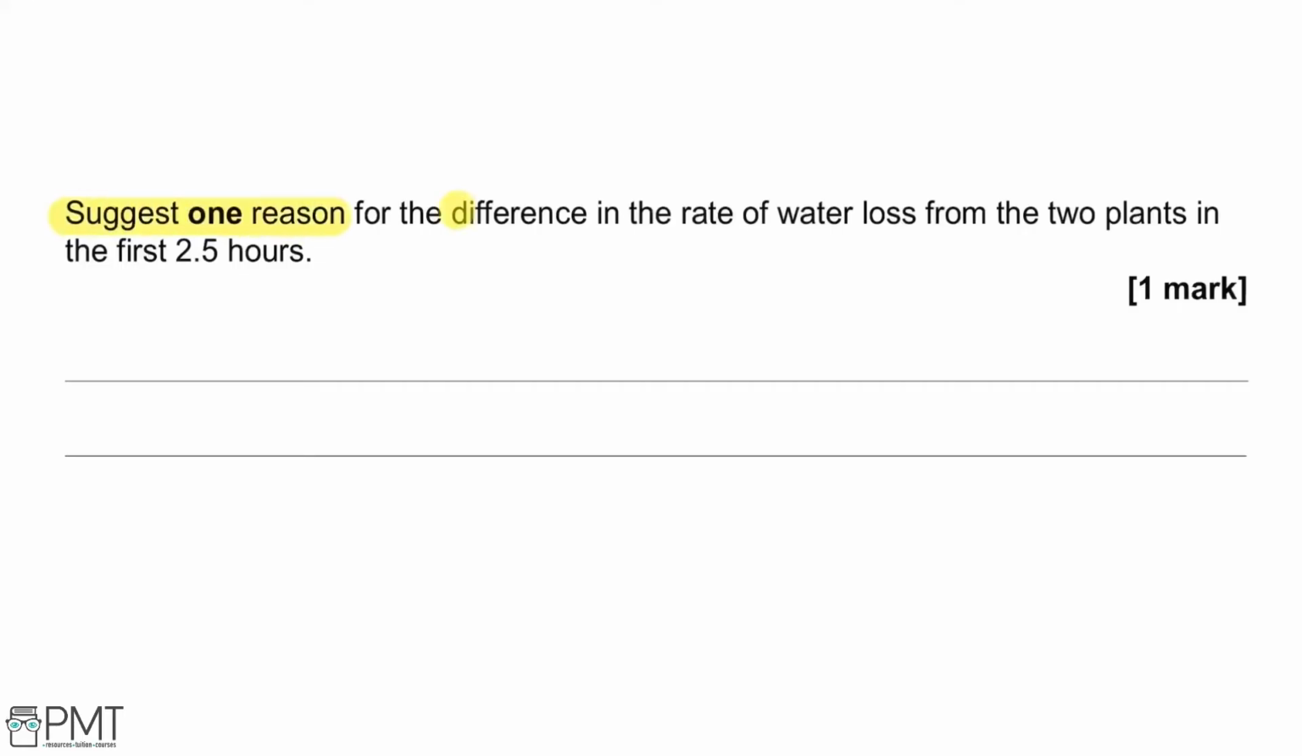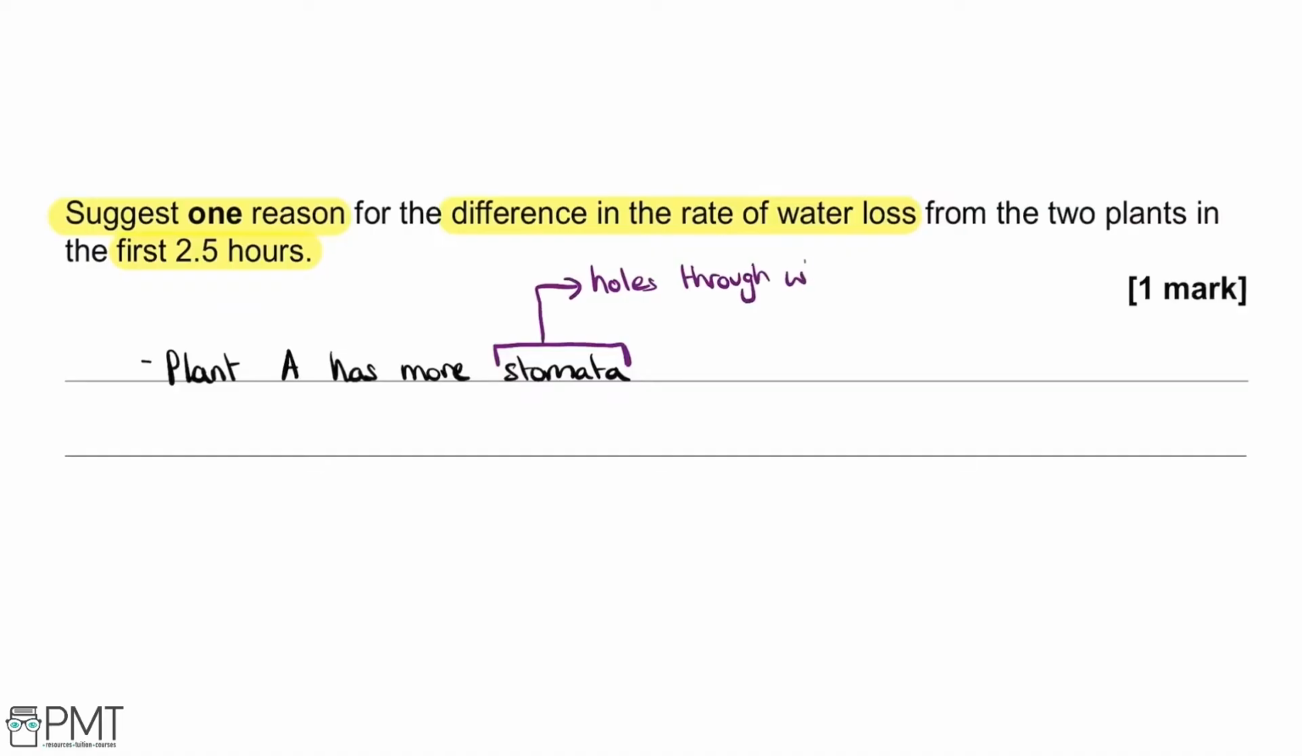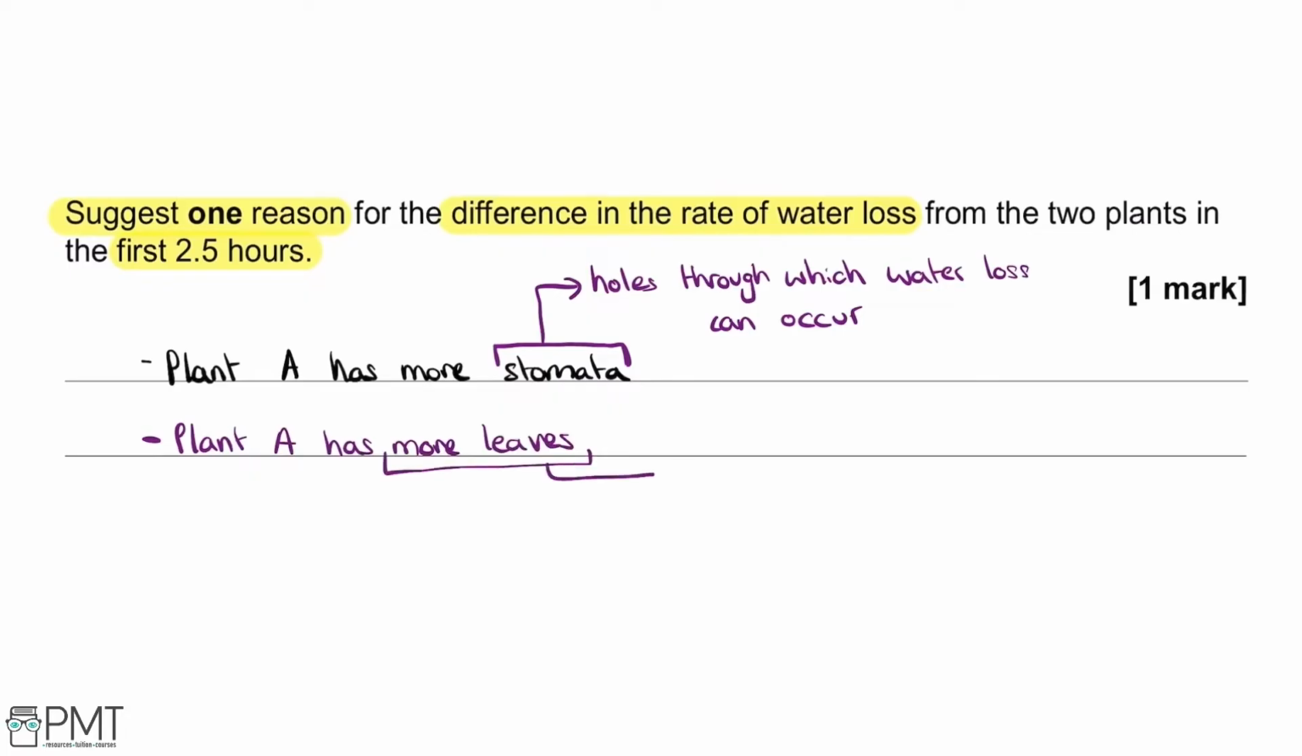Suggest one reason for the difference in the rate of water loss from the two plants in the first 2.5 hours. So there's a couple of answers you can give here. One you could say is that plant A has more stomata, so these are just holes through which water loss can occur. You could also say that plant A has more leaves, and what this does is increase the surface area of that plant, and it gives it more area from which water can leave, and there's more stomata on the bottom of those more leaves. And then similarly, you can say that plant A has larger leaves, and this has the same sort of effect as more leaves. It increases the surface area of that plant.